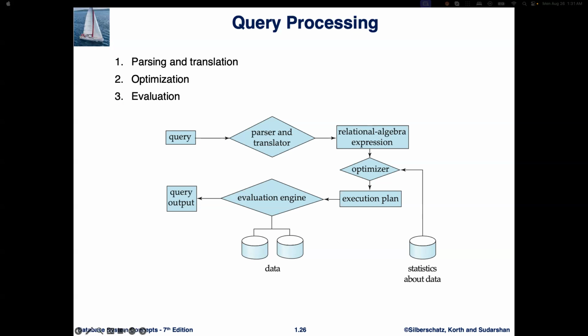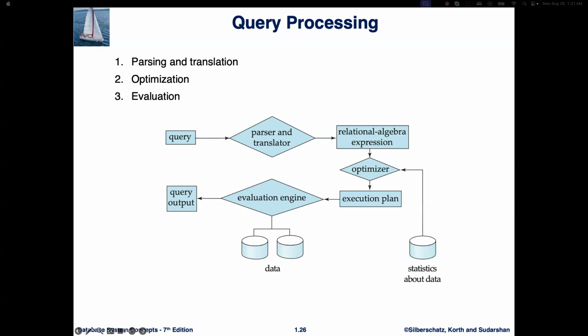optimization, and evaluation. Parsing and translation. This is the first step where the query is analyzed and converted into a form that the system can understand. The query is passed to the parser and translator. The parser checks the syntax of the query to ensure it is correctly formatted. The query is then translated into a relational algebra expression, which is an internal representation that describes the operation needed to fulfill the query.